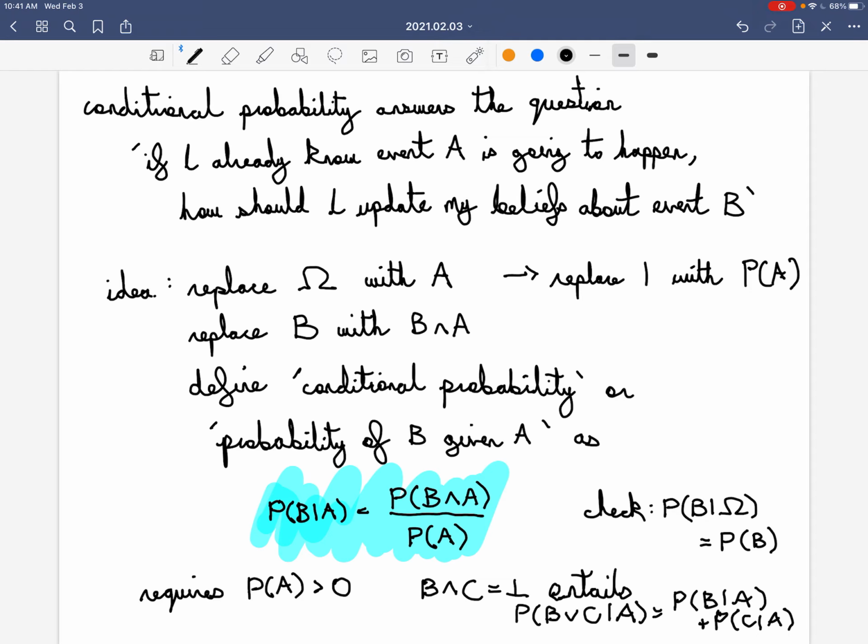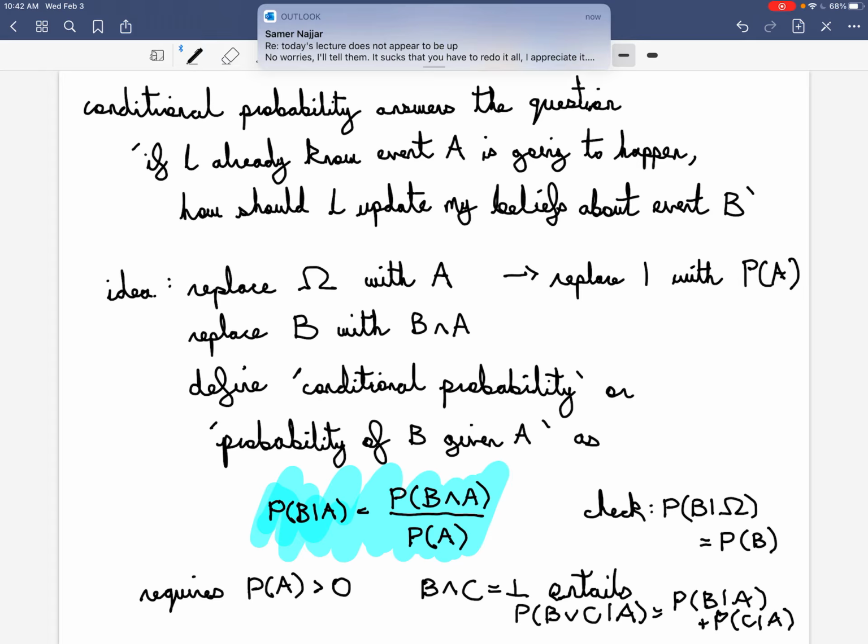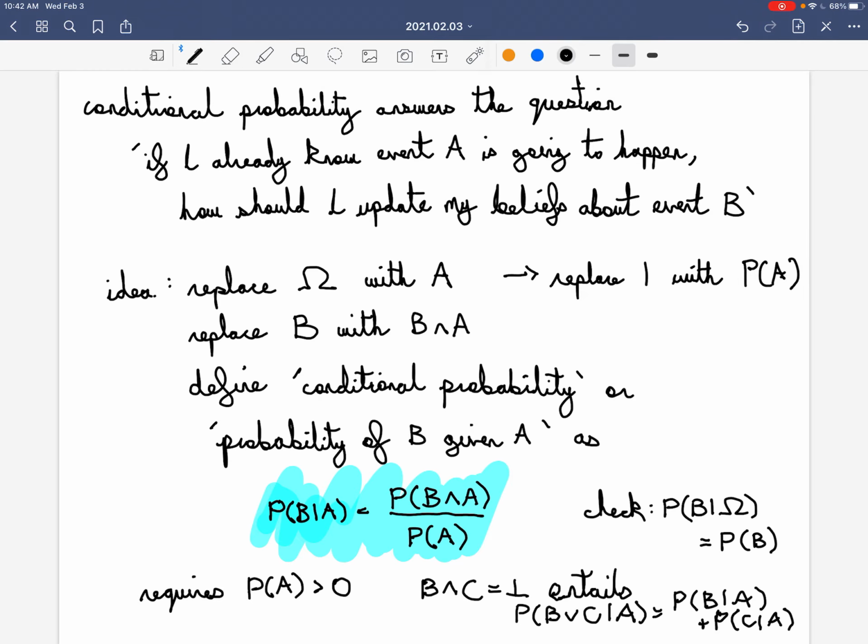for mutually exclusive events. So one thing that's important to do when you're building a mathematical theory is to go through what we call sanity checks, where you look at especially simple cases.